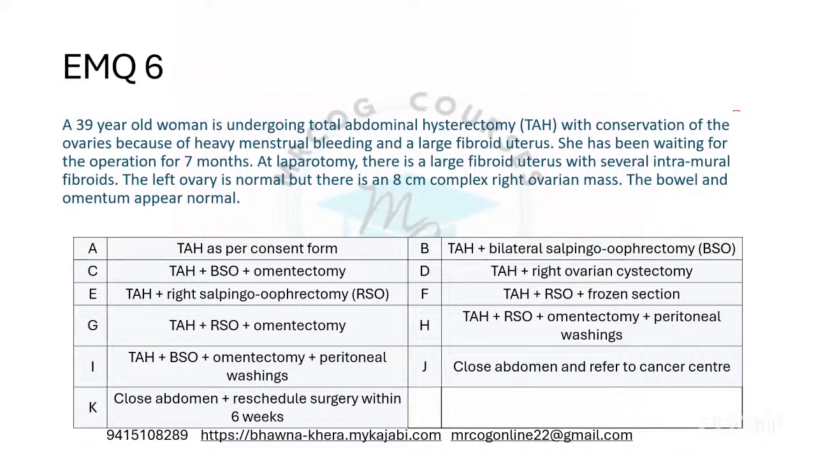So what else can we do for this patient? TAH with right ovarian cystectomy, can we do that? No, because this could be cancer as well. So we cannot afford to get this removed. We need to work safely. So what would be the next best answer here?